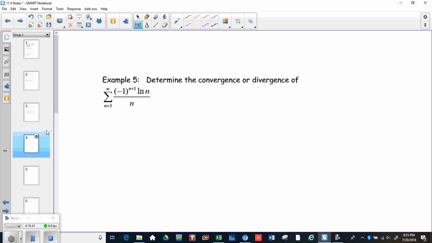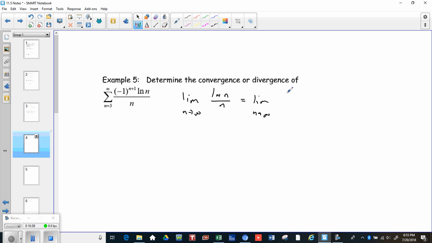Example 5, determine the convergence or divergence of negative 1 to the n plus 1, natural log of n over n. So let's take the limit as n approaches infinity of the absolute value of our series, which is the natural log of n over n. Both of these go off to infinity, so if you use L'Hopital's rule, we can do this in one shot.